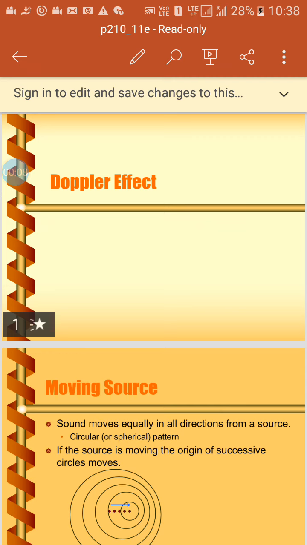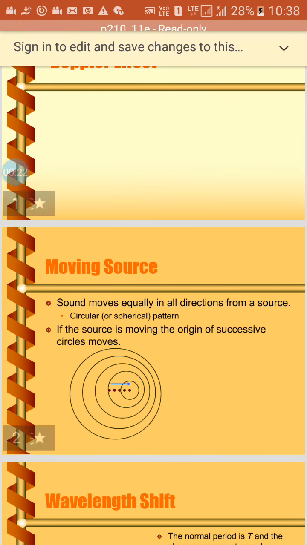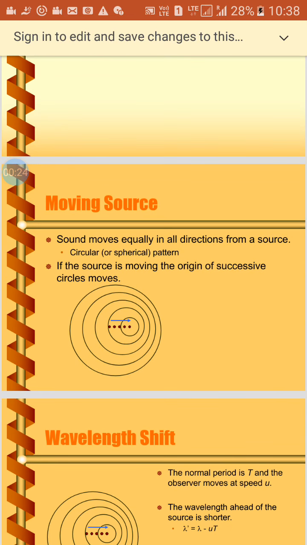Now I am going to start the subject of satellite communication, and in the third chapter of your syllabus we have the topic of Doppler effect. In Doppler effect we will study how the Doppler effect is created. Now first of all we have to study the moving source.